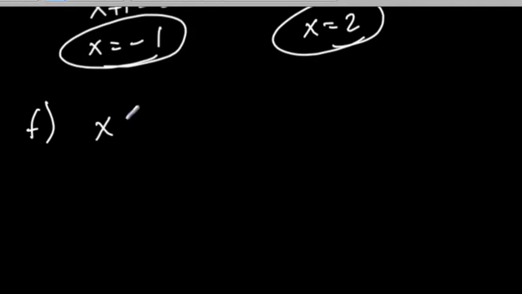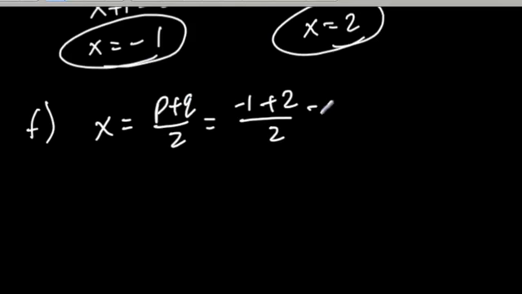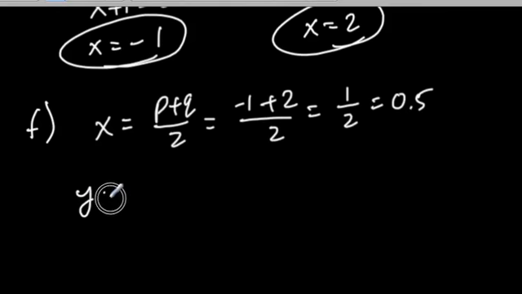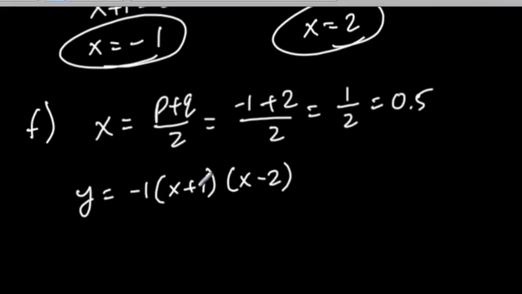So first let's find the x-coordinate, which is p plus q divided by 2. Remember, p and q are the x-intercepts themselves. So it's negative 1 plus 2 divided by 2, which is 1 over 2, which is 0.5. And if we want to find the y-coordinate, it's negative 1 times x plus 1 times x minus 2. And that's the factored form.